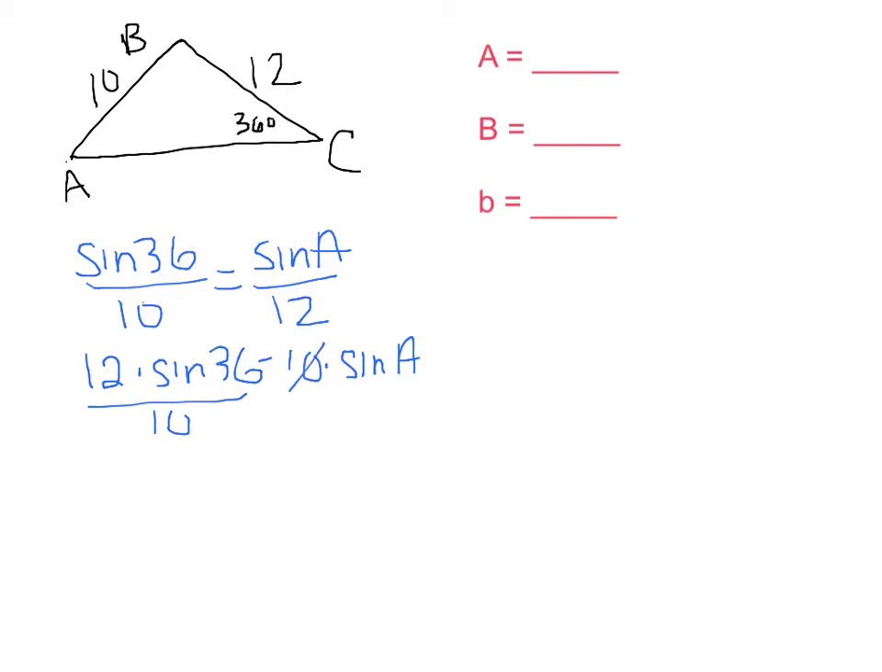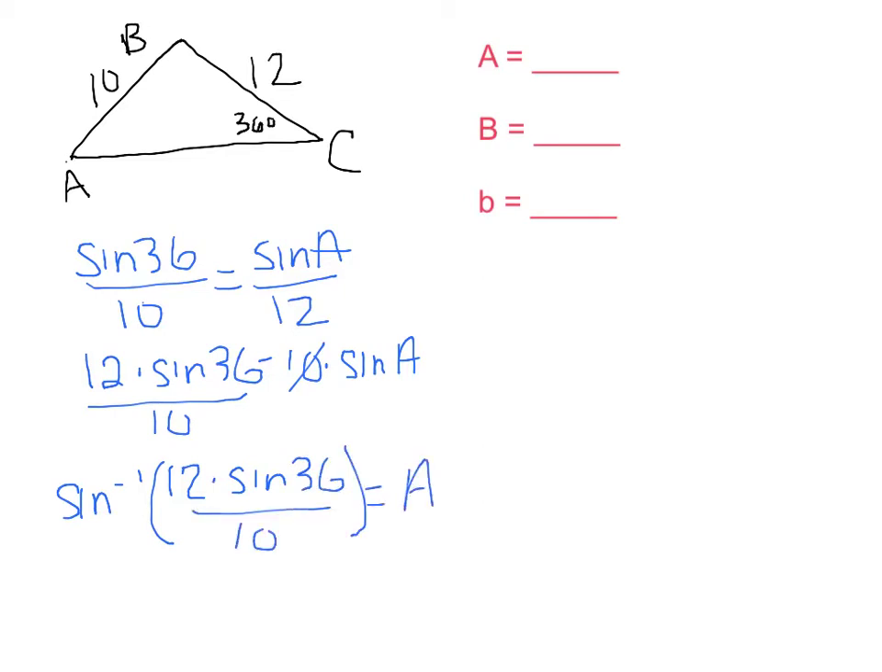Now we're going to have to use the inverse sine. So we're going to write that the inverse sine of all of this, 12 times sine 36 over 10, is equal to A. In your graphing calculator, you can type it in just like that.